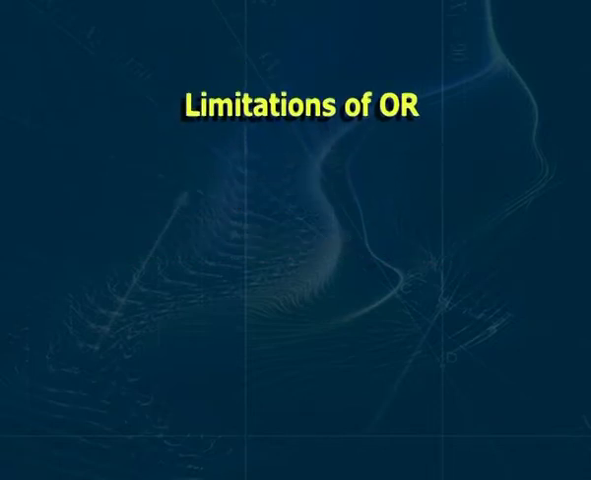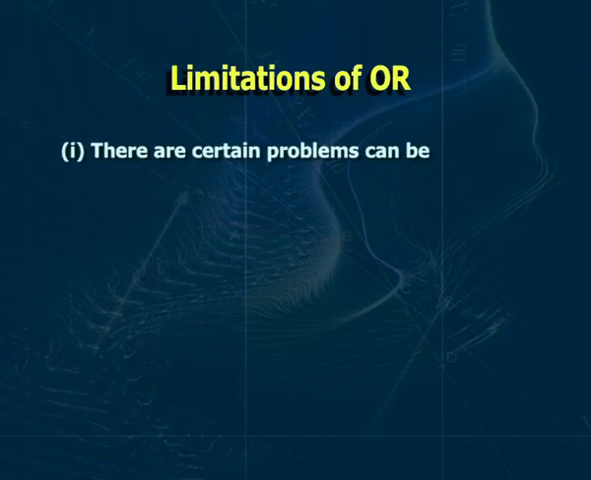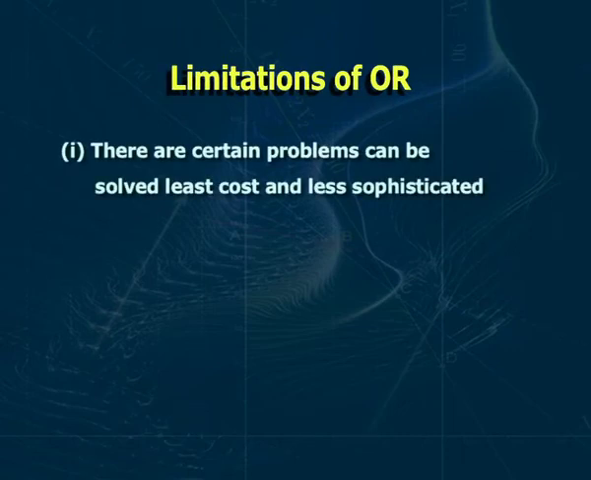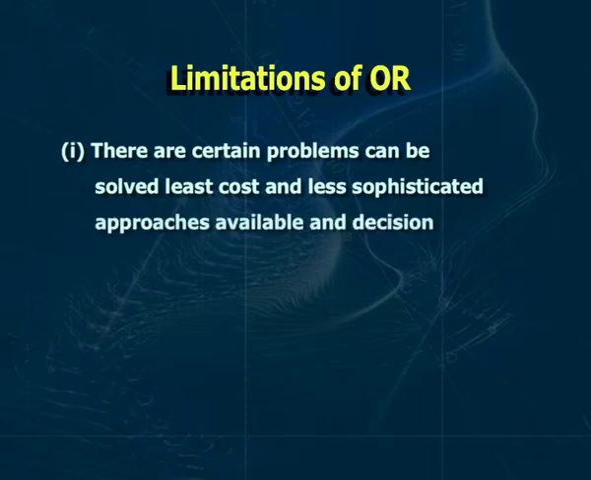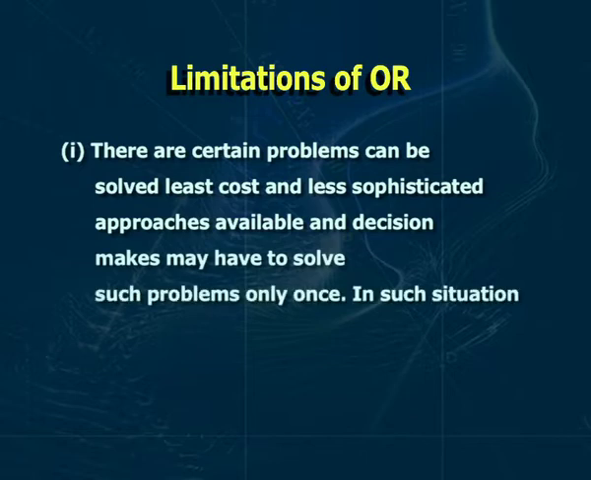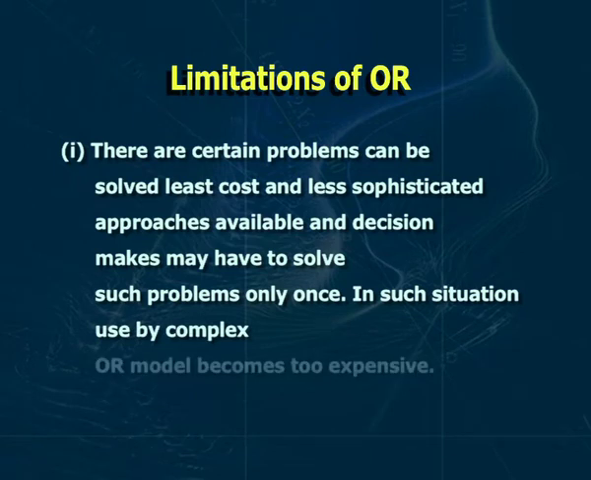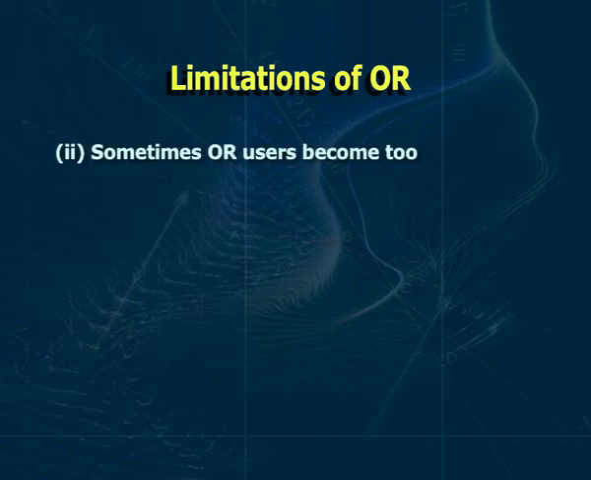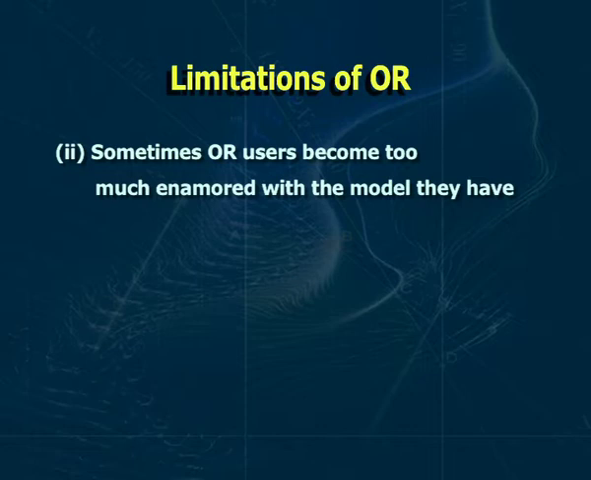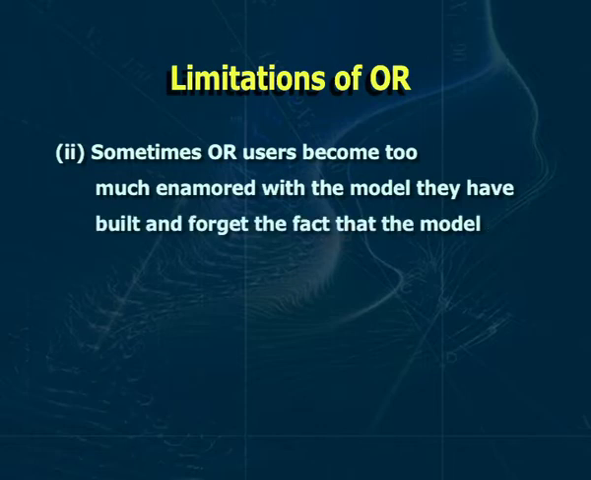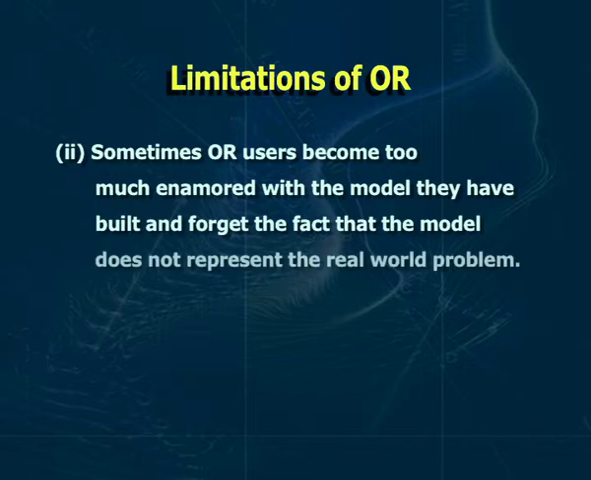Let us see limitations of OR. Number 1. There are certain problems that can be solved by less costly and less sophisticated approaches, and decision makers may have to solve such problems only once. In such situations, the use of a complex OR model becomes too expensive. Number 2. Sometimes OR users become too enamored with the model they have built and forget the fact that the model does not represent the real world problem.